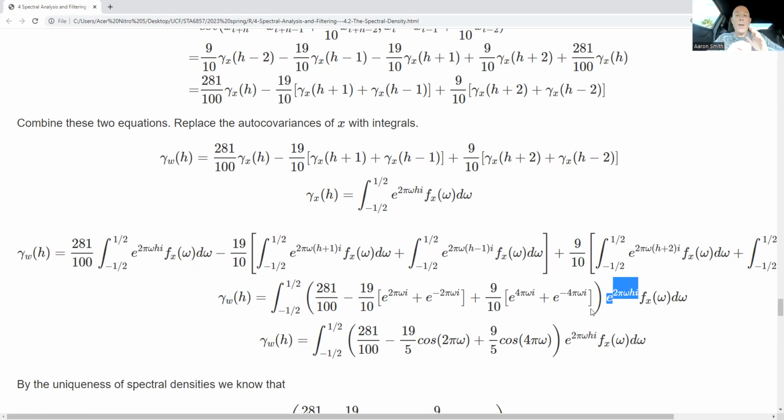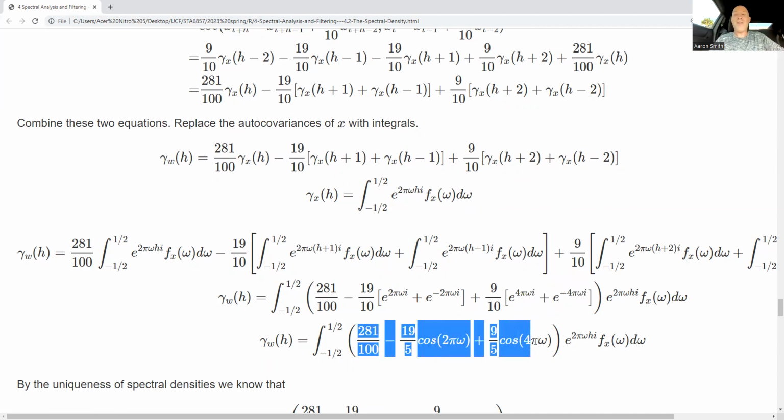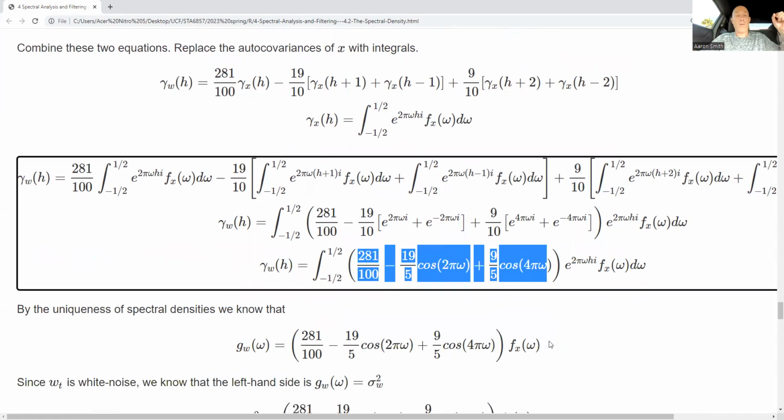Now, I look at this and I realize that, hey, that looks a lot like cosine. I'm going to replace these with cosine appropriately. You'll notice I'm going to be multiplying by 2 when I do this, and I get exactly the same thing I had before for my spectral density function. It works either way if I use lags or spectral densities to compute this.